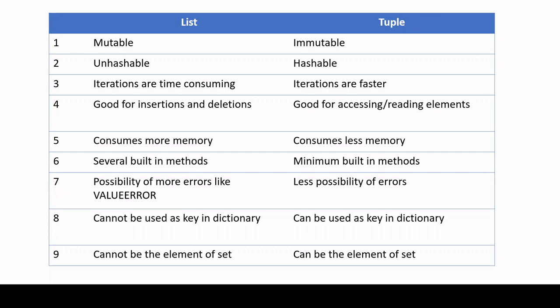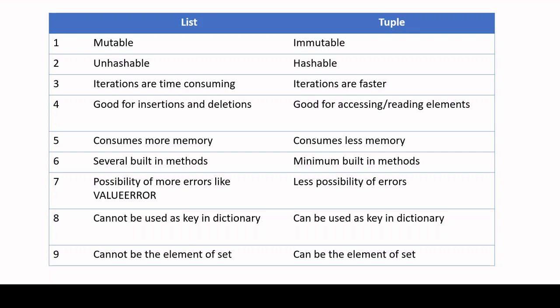The next difference is that I can use a tuple as a key in a dictionary, but I cannot use a list as a key. Dictionaries and sets are both unordered data types, so they store the elements based on the hashing concept. In a dictionary, keys should be hashable. In a set, all elements should be hashable. As a list is unhashable, as described in point number 2, I cannot use a list as a key in the dictionary, whereas a tuple is hashable, so I can use it as a key.